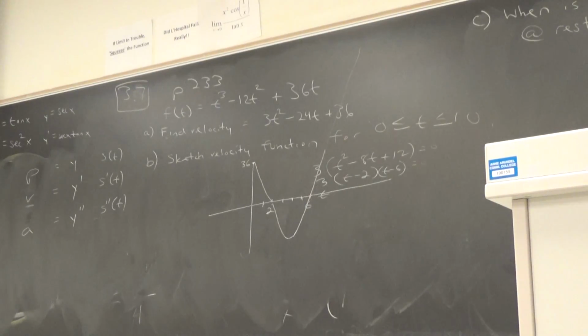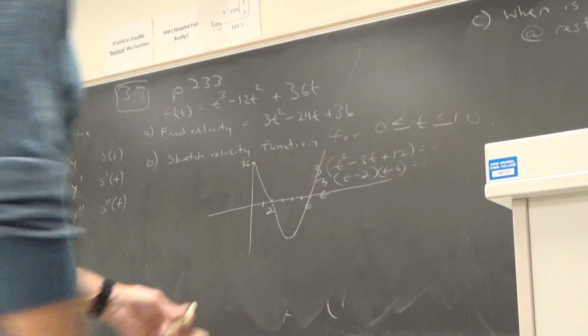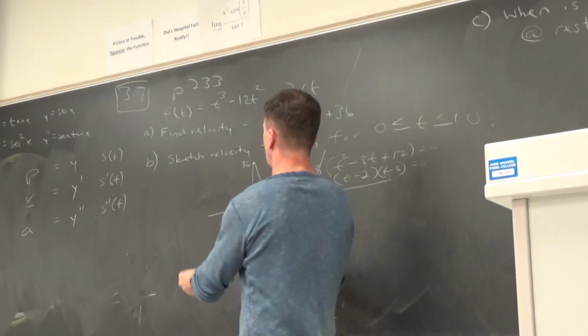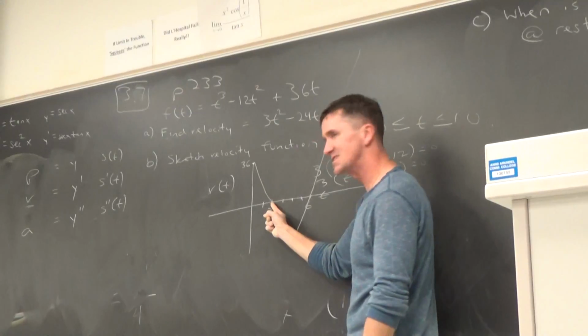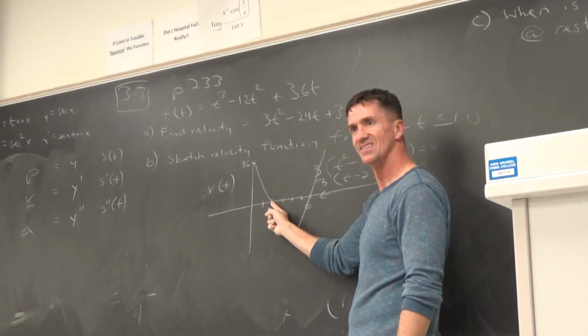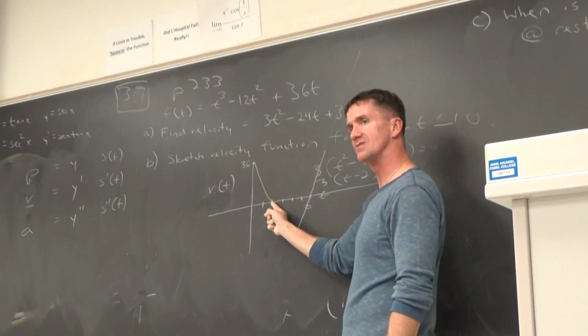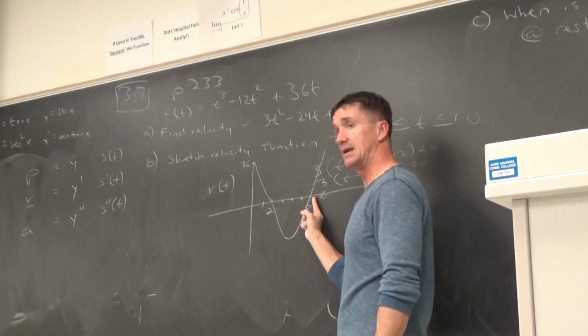You look at the graph, when was velocity 0? 2 and 6. Now, this is your velocity graph. This is your velocity function. This is v of t. When was it at rest? When was velocity 0? At 2 seconds? When else? 6 seconds. Anybody agree?